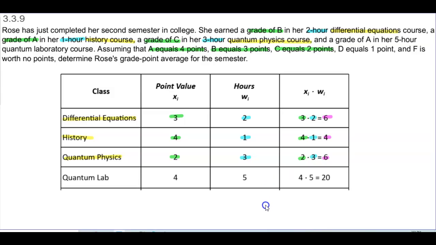The last class is the quantum laboratory course. What was the letter that was earned in that class? It was a grade of A, so that is worth 4 points. How many hours is the course? It's a 5-hour course. So we take the point value of 4 and multiply it by the hours, so 4 times 5 gives us 20.